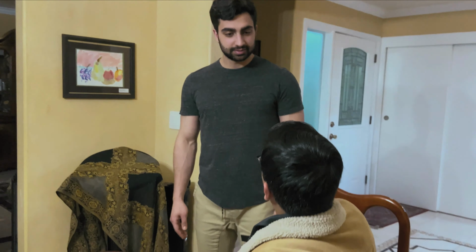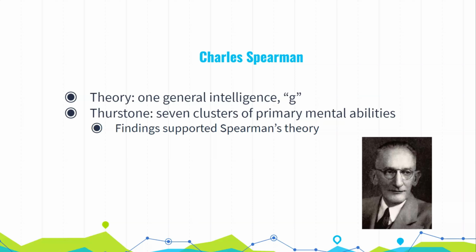Another psychologist, L.L. Thurstone, identified 7 clusters of primary mental abilities, such as inductive reasoning or spatial ability. He gave out a bunch of tests and found out that those who scored well on the tests in one of the 7 clusters tended to score well on the other clusters. So his findings basically supported Spearman's theory of general intelligence, or the existence of the g. And modern research confirms that the general intelligence factor g indeed exists.